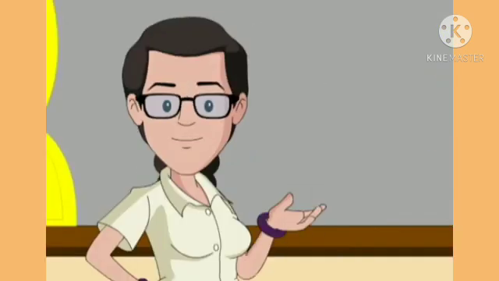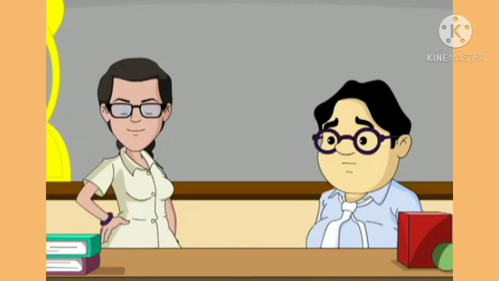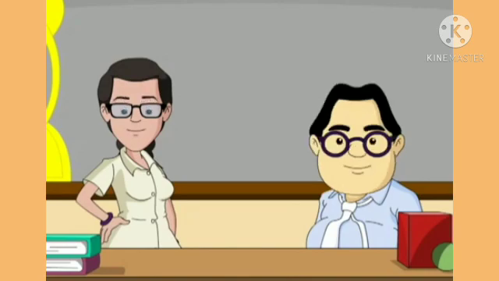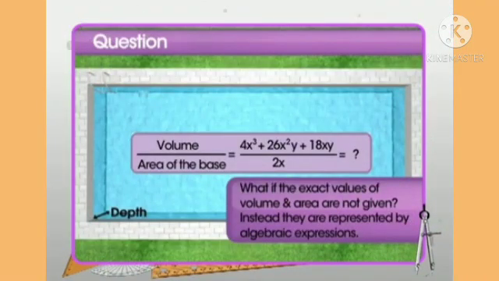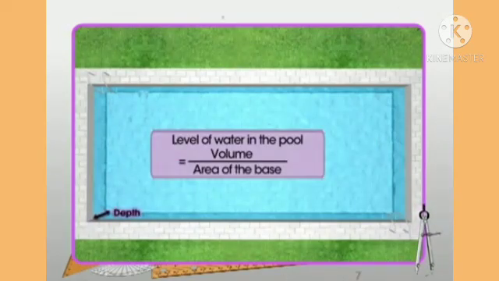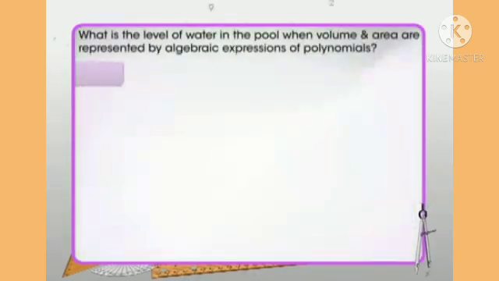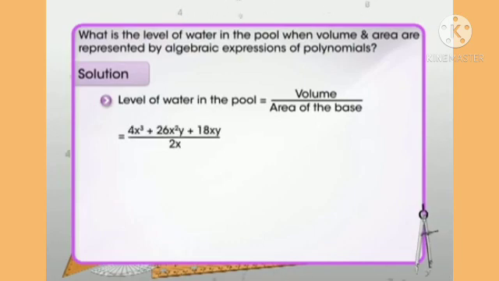Alright then, we can now move on to the next level in division of polynomials, that is, division of a polynomial with a monomial. So, into the virtual world. Let's consider the pool scenario where we are not given the exact values of volume and area. Instead, they are represented by algebraic expressions or polynomials. What will be the level of the water in the pool? Well, the level of the water in the pool can be obtained by dividing the volume by the area of the base. We see that it involves the division of a polynomial by a monomial.